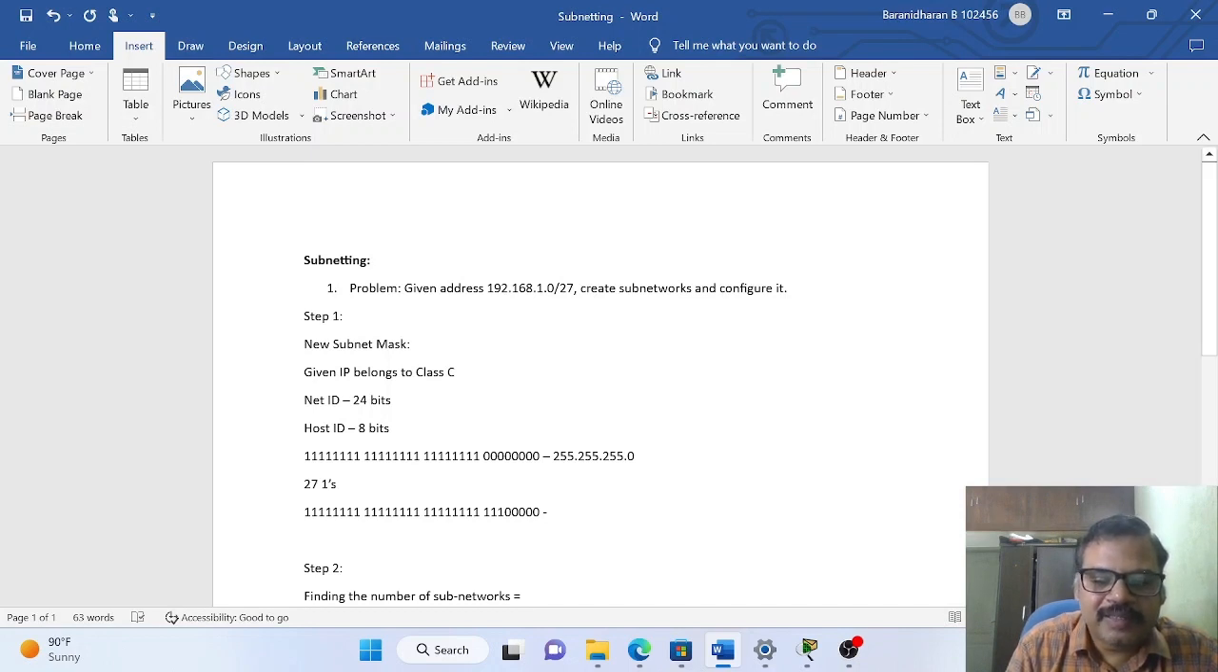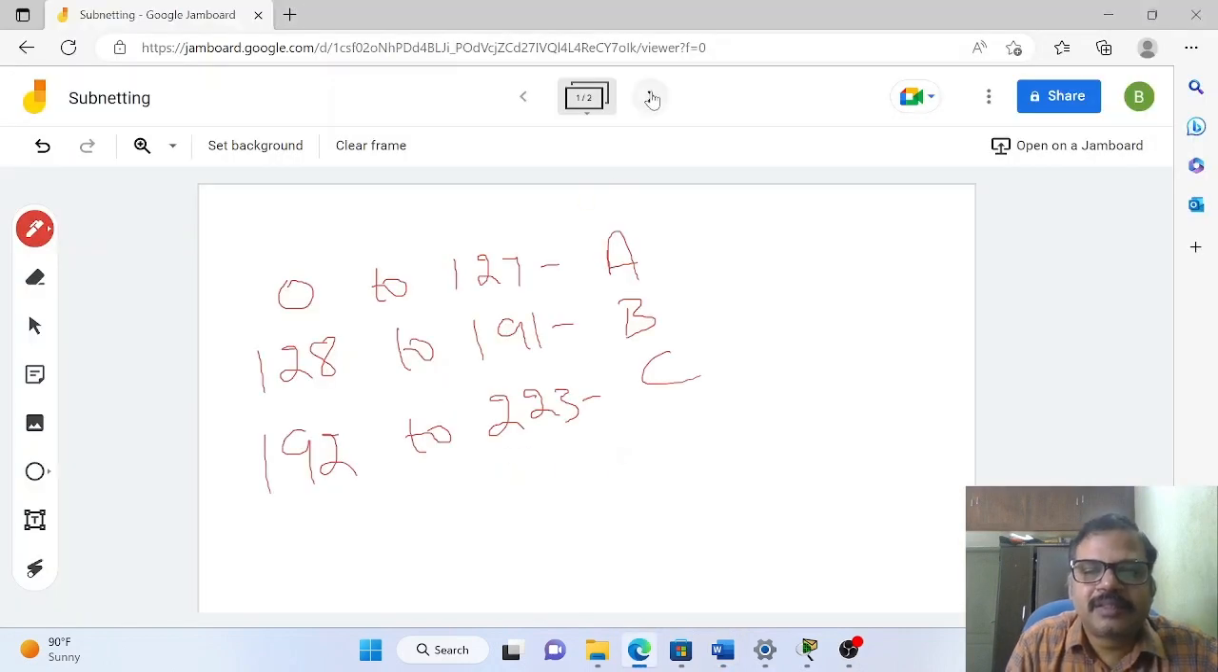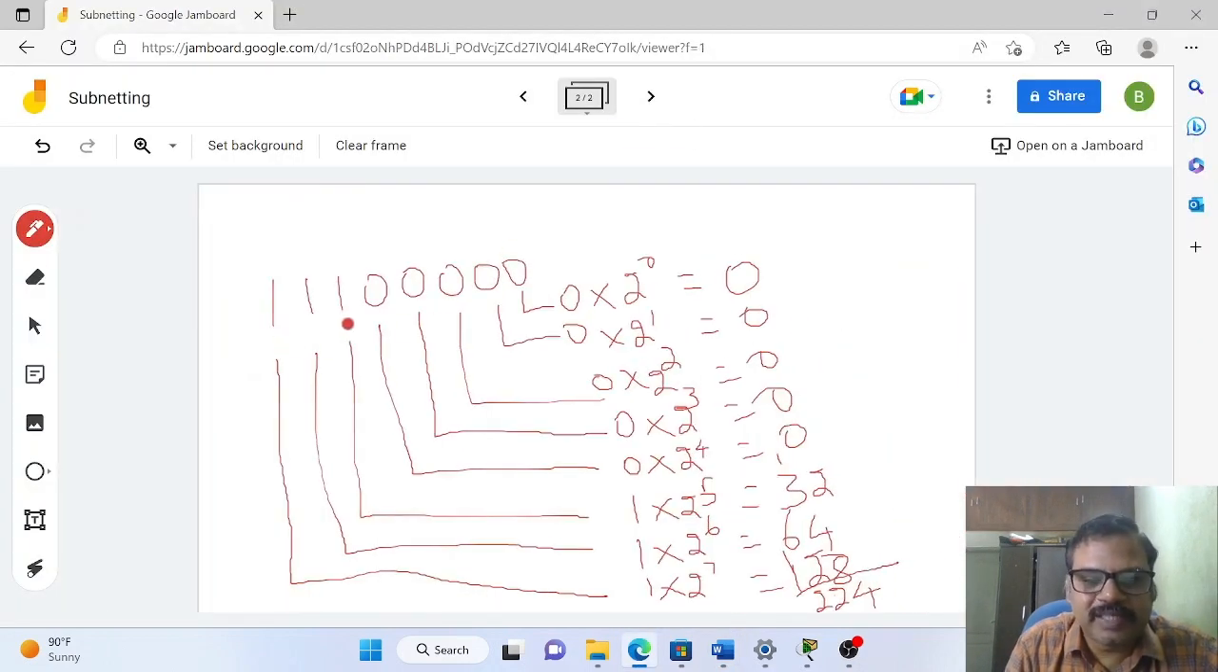Now we have to calculate the decimal notation of the subnet mask. The first 3 numbers will be as they are, 255, 255, 255, because there is no change in the first 24 bits of 1. But in the last 8 bits there was a change of value. The 3 zeros become 3 ones since we have extended the net ID length. Now what is the last value? To calculate this, let's go for this. So 3 ones I have written, 5 zeros are there.